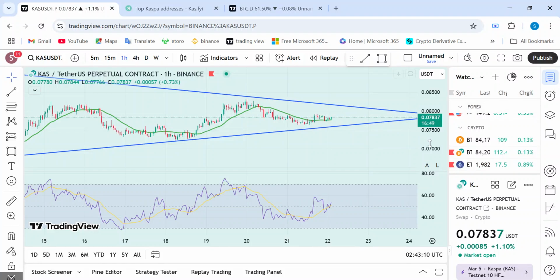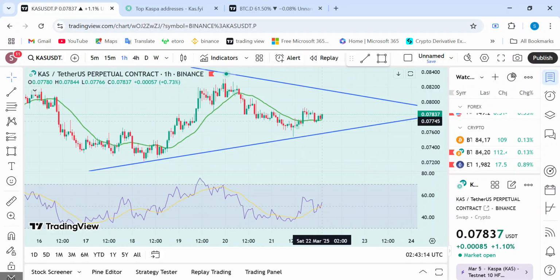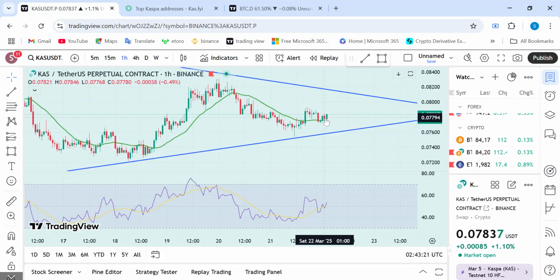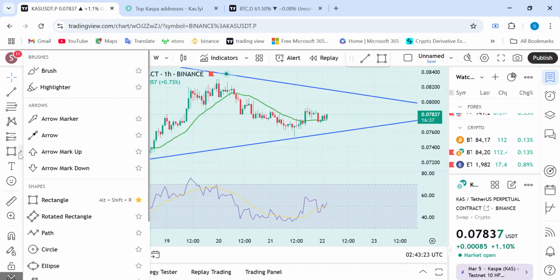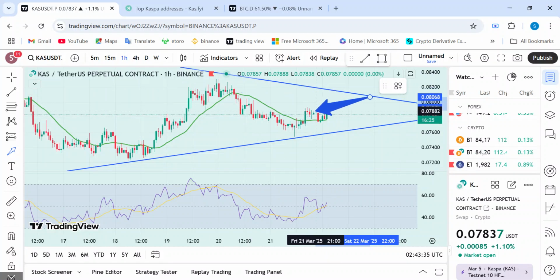At the same time, if you take a look, we have closed hourly candles, actually three of them. Even the middle one was red. However, let me just take an arrow so you can see clearly. Here, three candles already closed above the 1 hour SMA, simple moving average 21 to be precise.